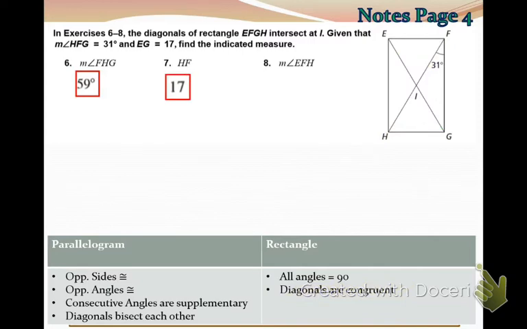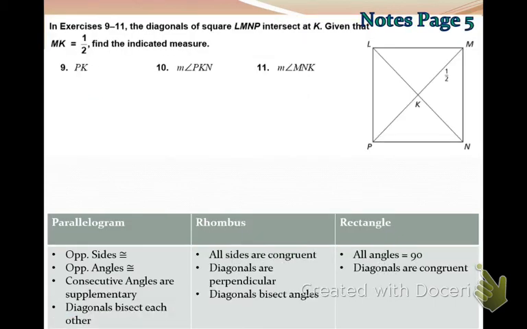And then the last would be EFH. EFH is going to be alternate interior with this angle down here. What did we say this angle was? 59. So then what will our missing angle be? 59.